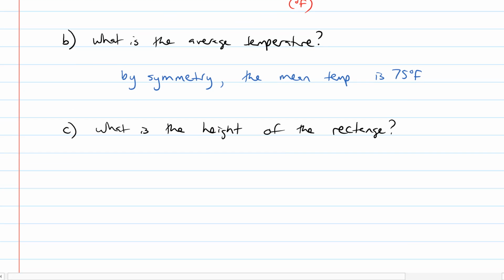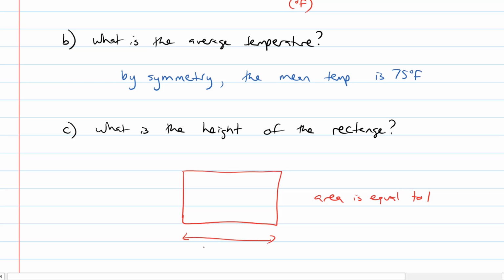I'm just going to draw a little sketch down here. Here's our rectangle. The area is equal to 1. And we've got 10 units here. And so we must have, and remember that the area of a rectangle is length times width. Let's make that a script L. So in order to get the width, we take the area and divide by the length. And so we must have 1/10.